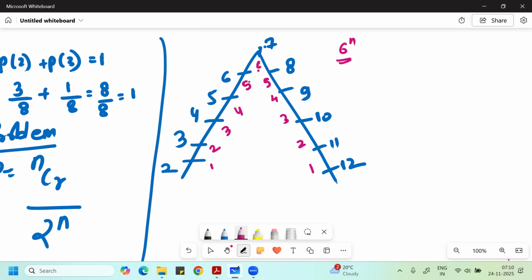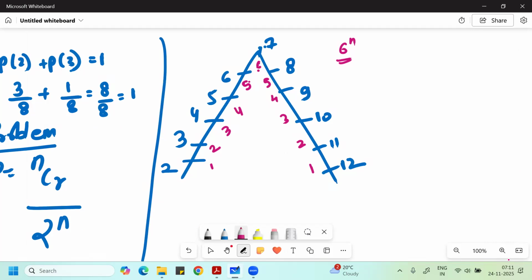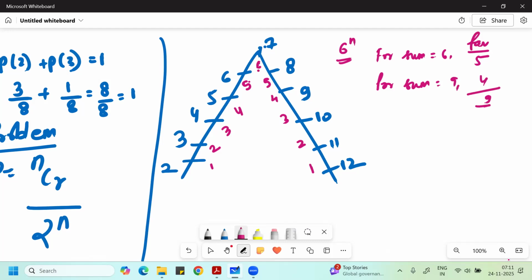So they're asking you that the sum is neither 6 nor 9. For sum as 6, the favorable outcome is 5, and for sum as 9, the favorable outcome is 4. Okay. So the total favorable outcome is 9. So what would be the remaining? Remaining would be 36 minus 9, it means 27.